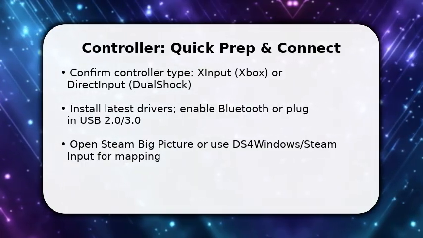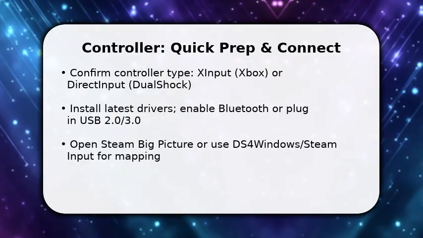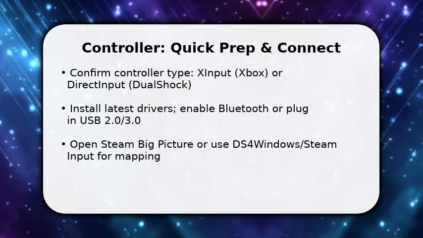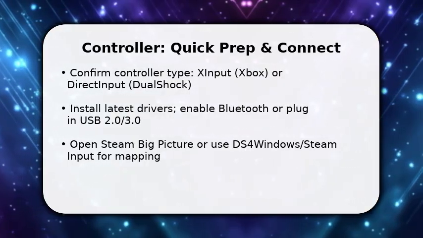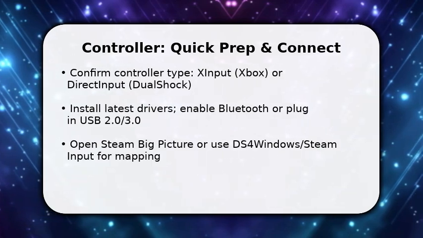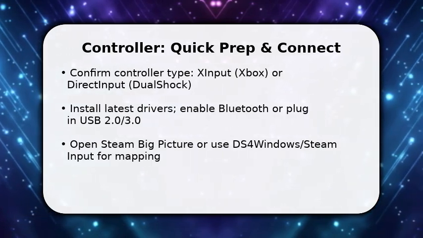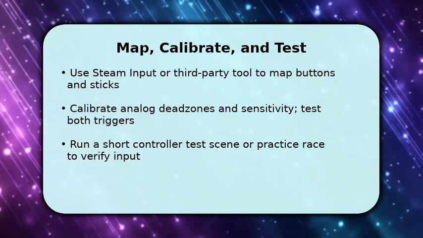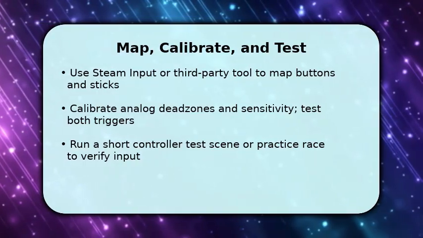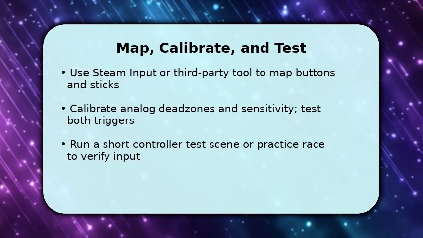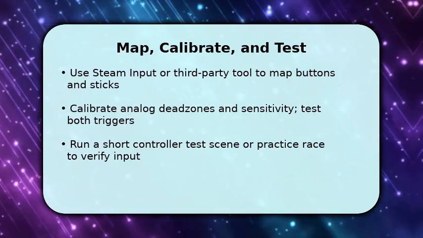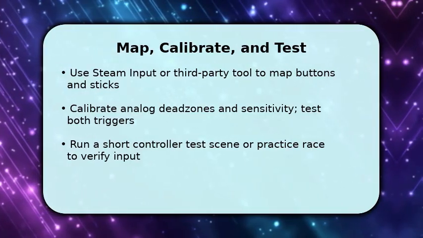Make sure the controller shows as active in devices and that any proprietary overlays or power-saving modes are disabled before launching configuration. Now you map and calibrate controls so gameplay feels natural. In Steam Input, choose a template or create a custom layout. Assign face buttons, triggers, bumpers, and stick axes to Blur's actions.